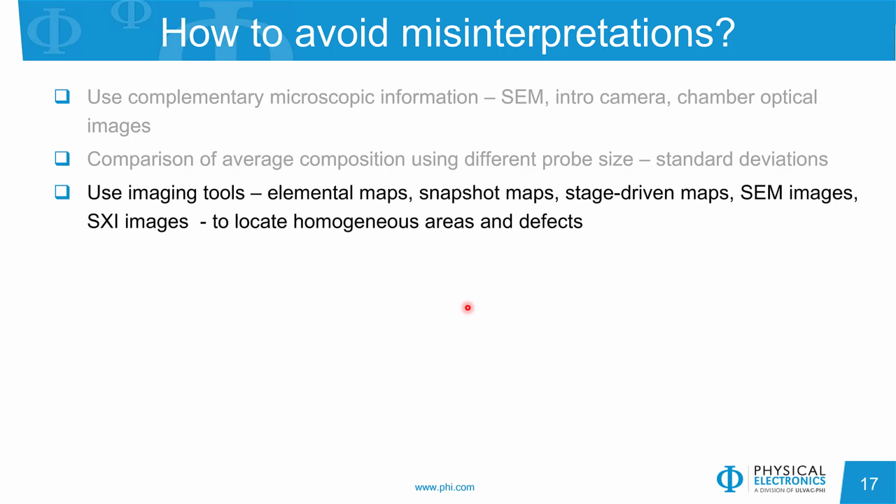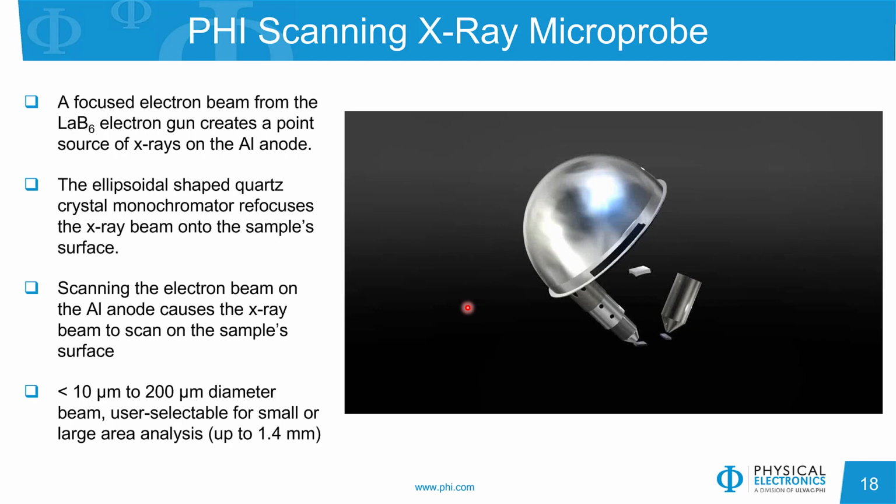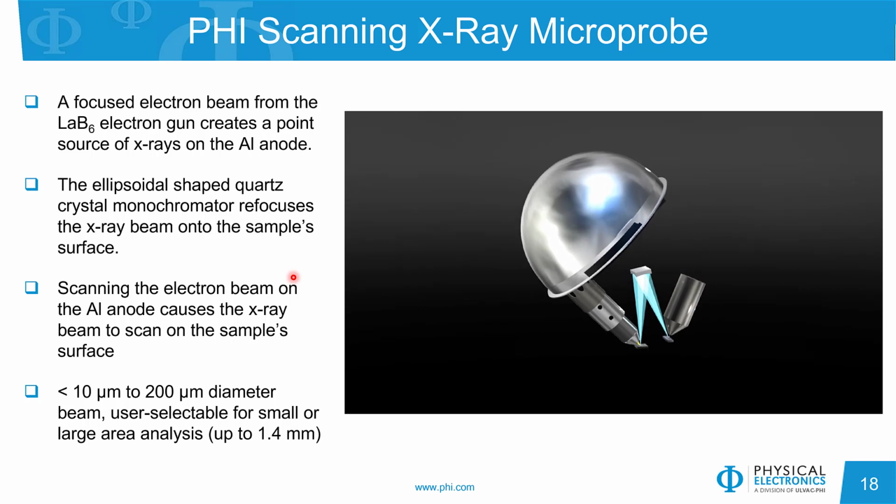The third tool is using the in situ imaging capabilities. We have access to elemental and chemical images. Different manufacturers have different imaging tools. We have snapshot maps, we can have stage-driven maps. If you have Auger option, you can have access to SEM images. Most of the examples that I will be showing today use secondary X-ray induced images, or SXIs, to locate areas for analysis. So before showing examples, let's go back to the technology behind the PHI scanning X-ray microprobe.